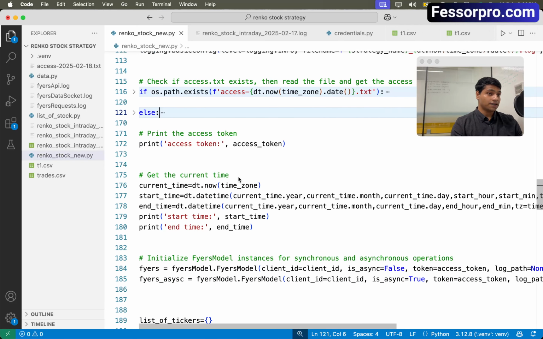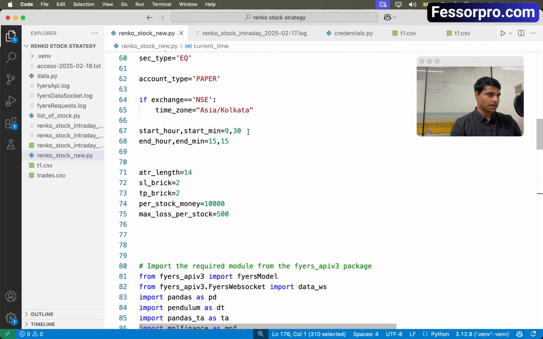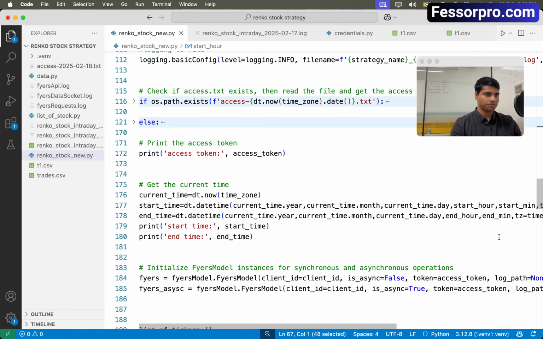Then I'm creating the date time object. So I've created the current time, I've created the start time, I've created the end time, and I'm printing the start time and end time. So right now, what is my start time and end time? My start time is 9:30, my end time is 15:15. You can change it as per your requirement.